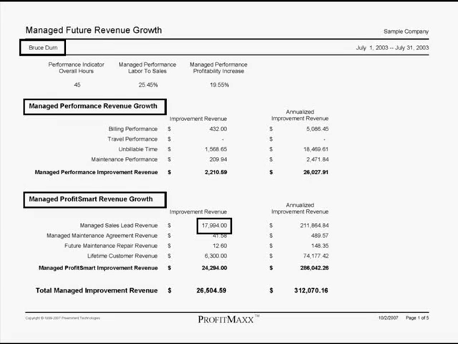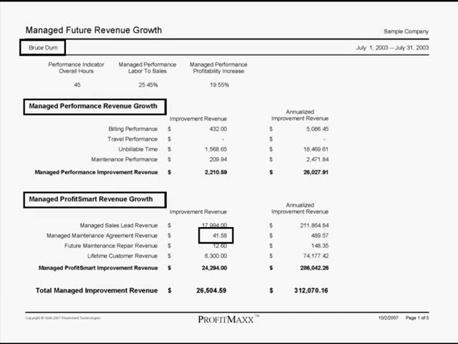Had Bruce done a better job of looking for sales leads, our company could have brought in an extra $17,994 in new retrofit sales. Over the course of a year, this would total $211,864 in new business. ProfitSmart activities are crucial to your company.